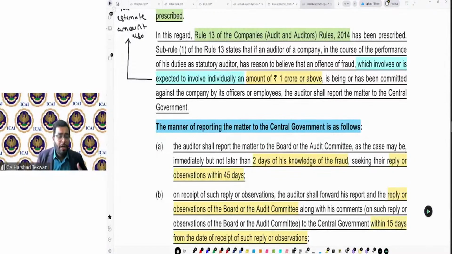If the audit committee and board are both involved, in that case we need to understand the situation, whether we need to intimate them or not. If they are involved and there's a chance that they might create an issue or erase the evidence, in that case we can directly report the matter to the central government if the amount is more than 1 CR.